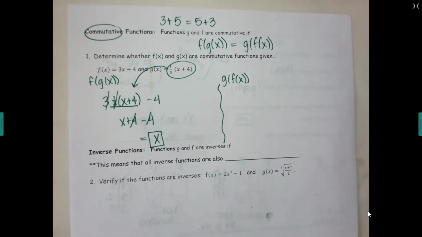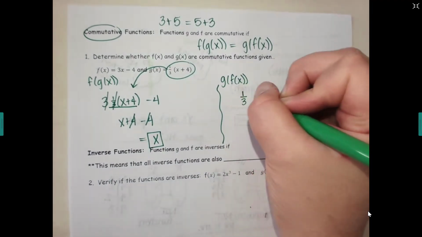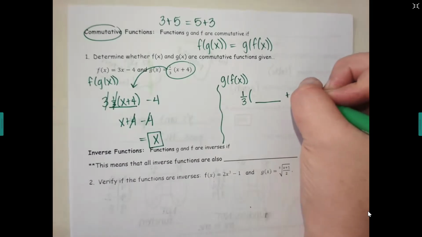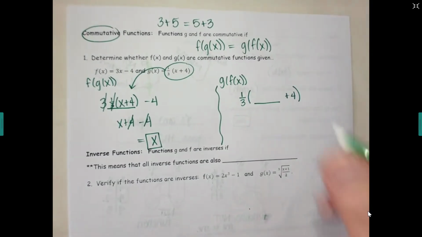Let's check the other side. Now we're doing reverse order, that rather than starting with the 3x minus 4, I'm going to start with the 1/3 x plus 4. I'm going to leave a blank where the x is, and then I'm going to put that equation into this one. So my g of x equation is a third parentheses x plus 4. But notice that where the x was, I'm leaving a blank because I'm going to slide the f function inside it. What's my f formula? 3x minus 4.